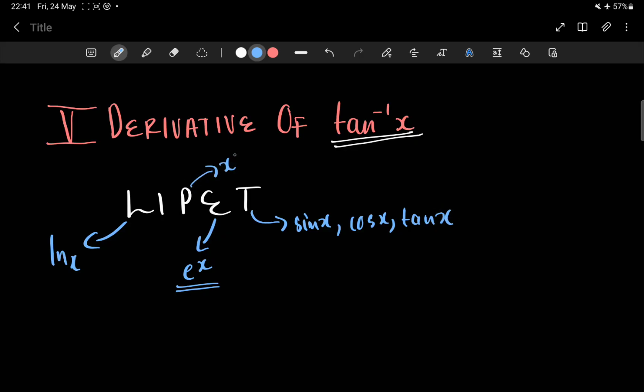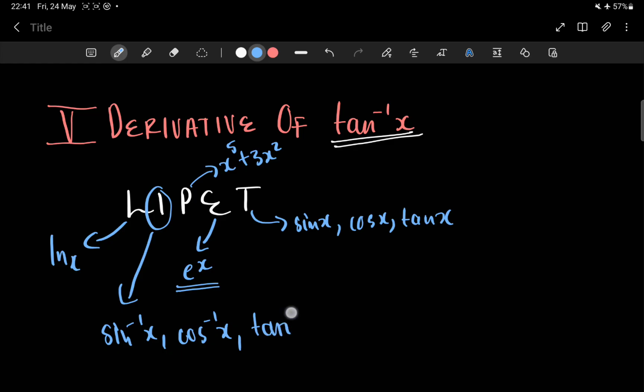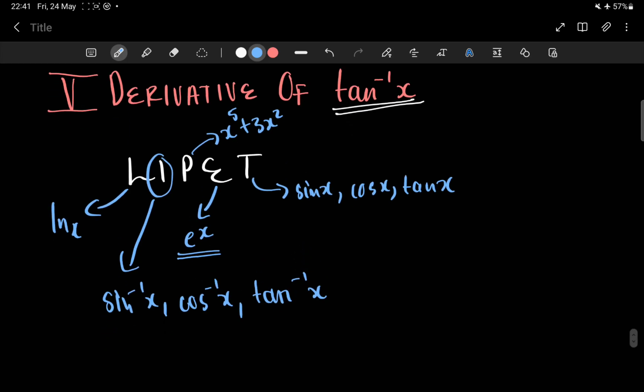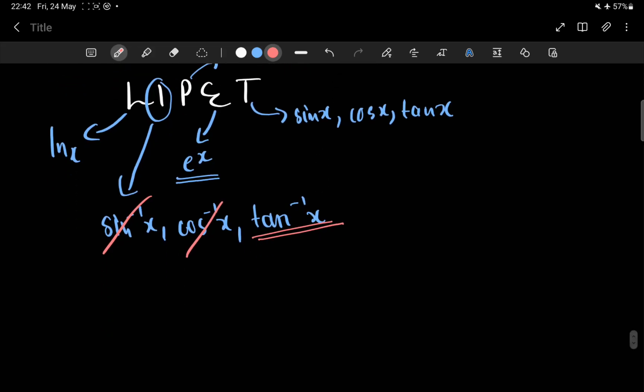That was the first thing we did by the power rule, right? x to the power of 5, we do the power rule. Plus 3x squared. We know how to differentiate this guy. What about inverse trig? What about this, guys? Sine inverse of x, cos inverse of x, and tan inverse of x. Now I'll tell you, we don't do sine inverse of x. We don't do cos inverse of x. We only have to know tan inverse of x, because sine inverse of x and cos inverse are complicated for no reason. So we are only going to do tan inverse of x.